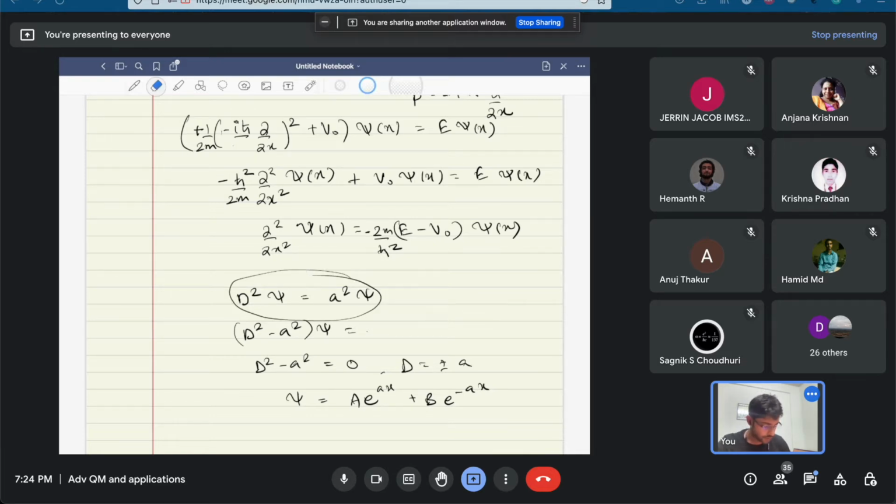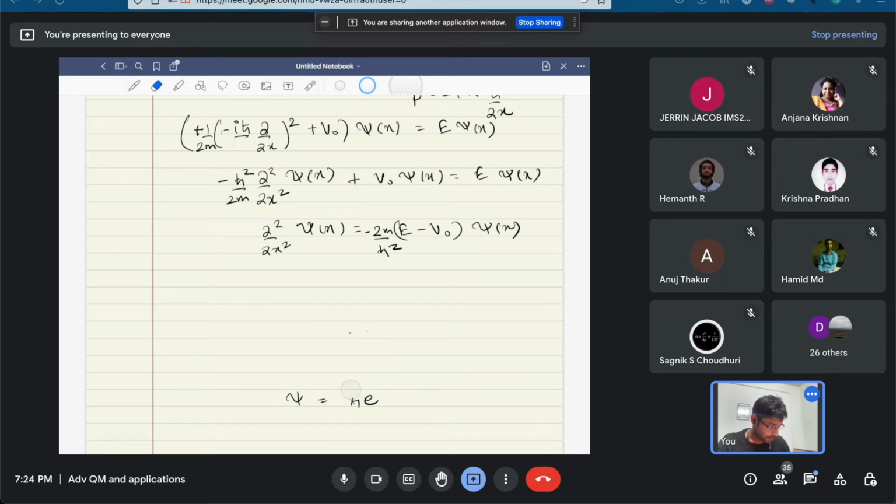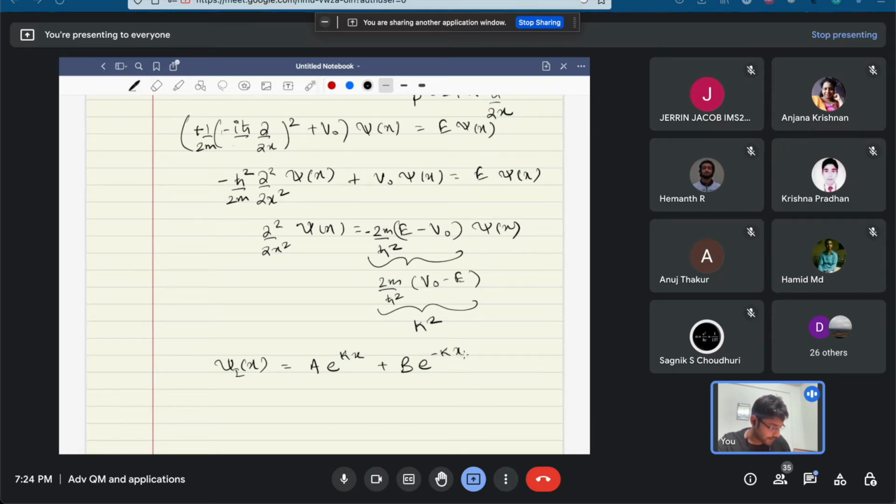Okay, so I'll just use that solution directly. Also we have already defined that v naught is greater than e, so I'm going to write this as 2m by h bar square times v naught minus e, and this becomes your k square. So the general solution for psi of x in the first region comes out to be a e to the power kx plus b e to the power minus kx. Now these a and b are the constants that we are going to find out through the boundary conditions.